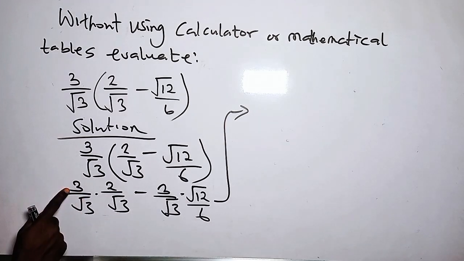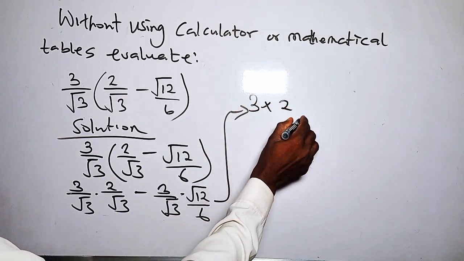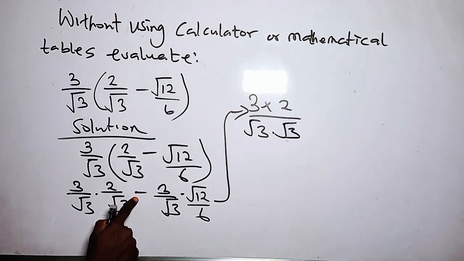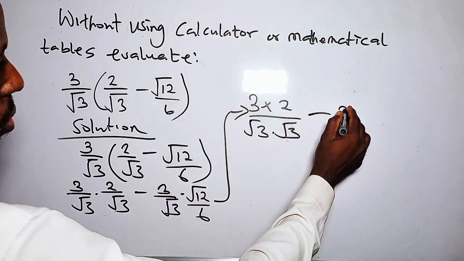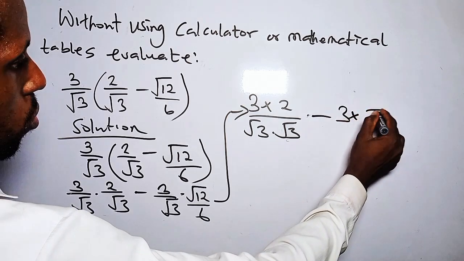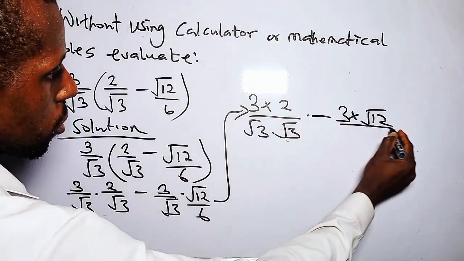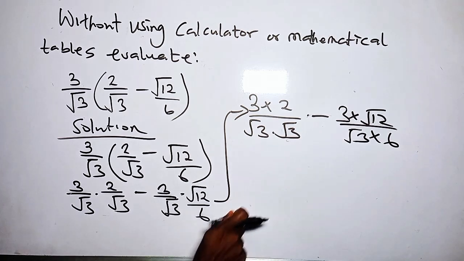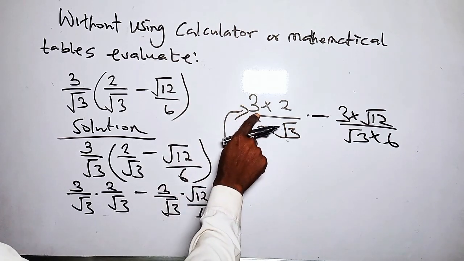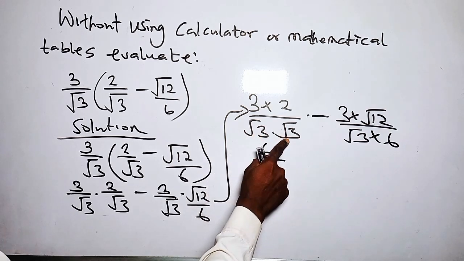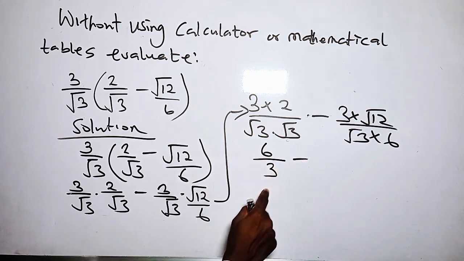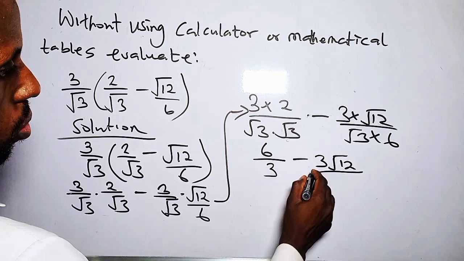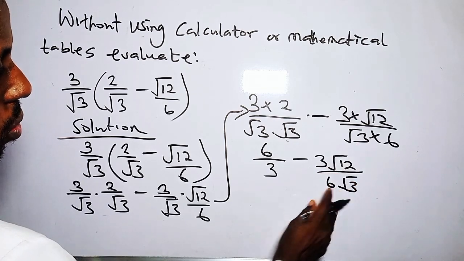So when we look at this, let us multiply. We have 3 times 2 over root 3 times root 3, minus 3 times root 12 over root 3 times 6. So let us evaluate this. We have 3 times 2 is 6, multiplying the same surd, so we pick out 1, minus 3 root 12 over 6 root 3.